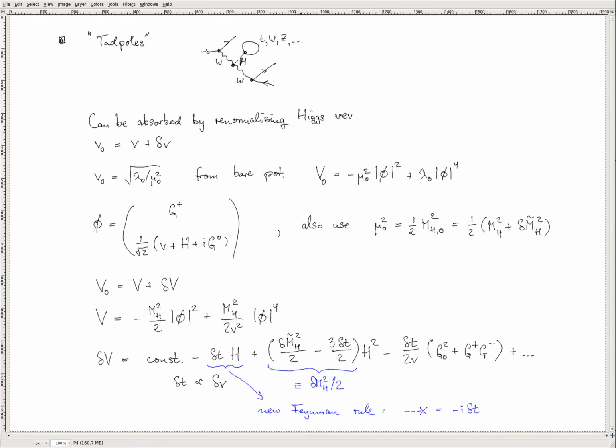There is a little bit, one can say, of a price I have to pay, or at least some funny consequence, namely that the Goldstones, which a priori are massless particles, because of this renormalization that I do here, get something like a mass. And even though this is not a mass I can observe anywhere, I need to include this mass contribution in my calculation.